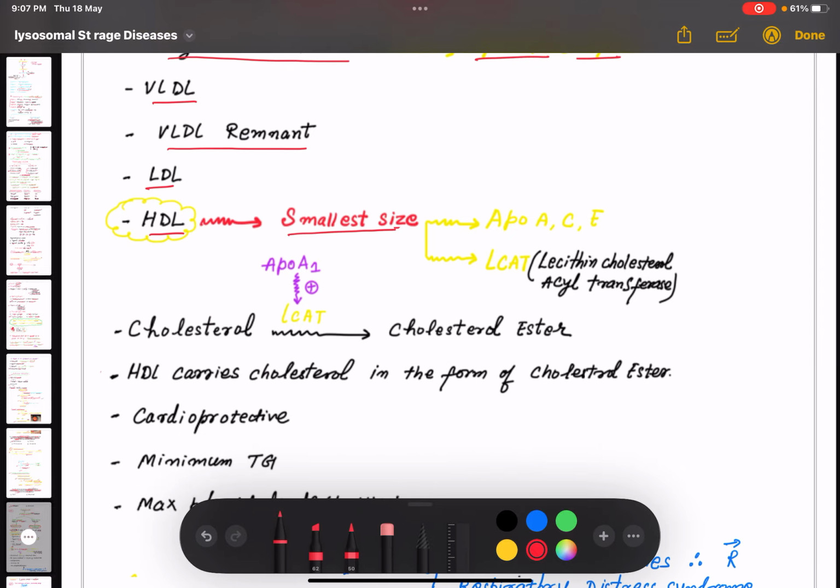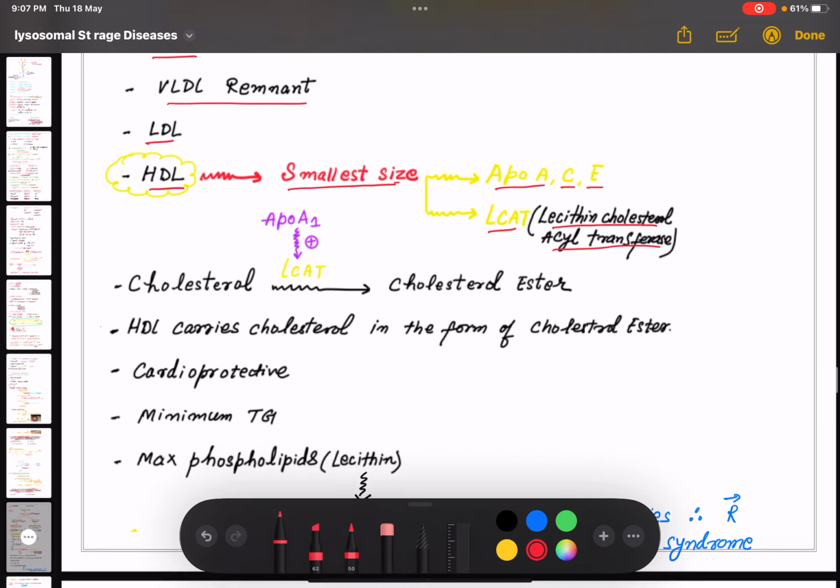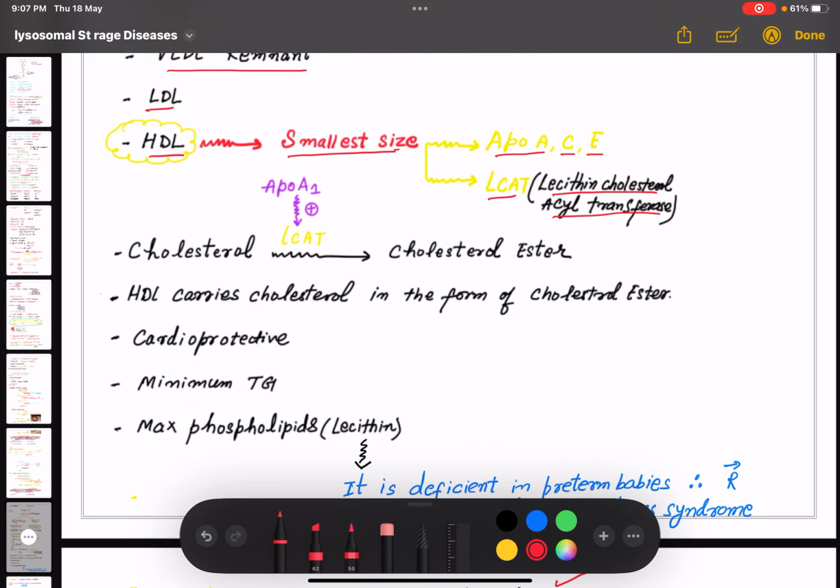And HDL has ApoA, ApoC and ApoE. Also remember, HDL contains a very important enzyme known as LCAT, lecithin cholesterol acyl transferase. See guys, HDL contains cholesterol.